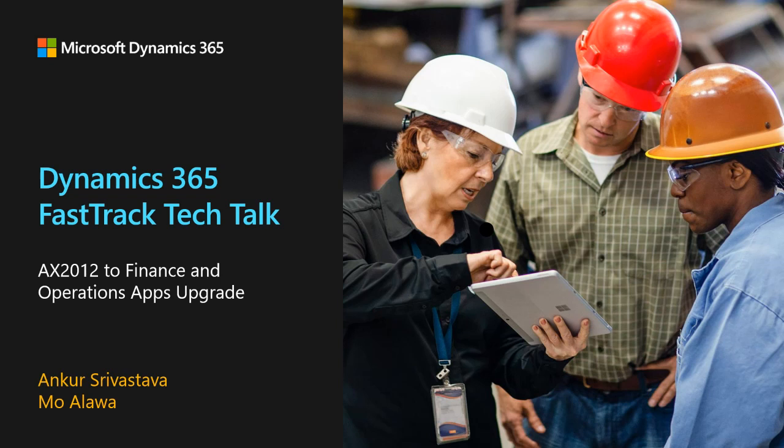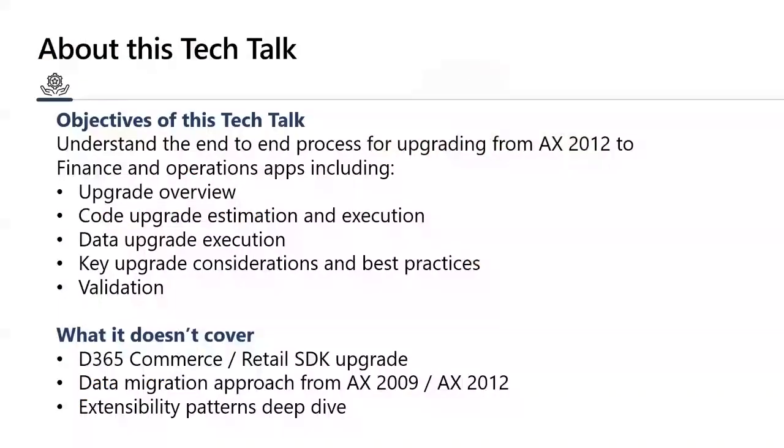Welcome to our Fast Track Tech Talk for upgrading from AX 2012 to Finance and Operation Apps. Our objective of this Tech Talk today is to give you an understanding of the end-to-end process for upgrading from AX 2012 to Finance and Operation Apps, including providing you an overview of the upgrade process, taking a deeper look at how you arrive at the estimation for the code upgrade activities and how you execute that, what kind of steps are required for the data upgrade execution, and some of the key upgrade considerations and best practices.